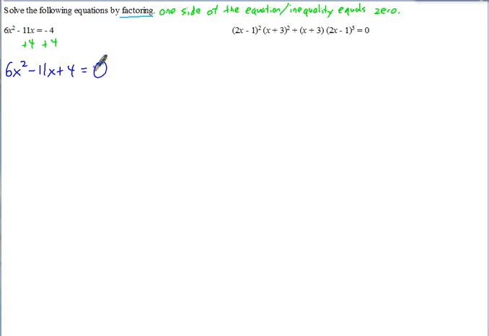And again, we've got a trinomial. So we can see 6 times 4 for factors of 24. You want the sum to be the coefficient of the x term, and it's -11. So let's see if anything would work there. Well, let's see, -8 and -3 would work there.